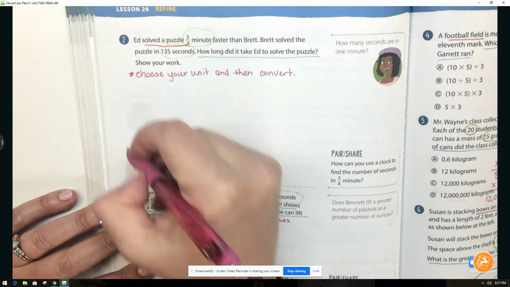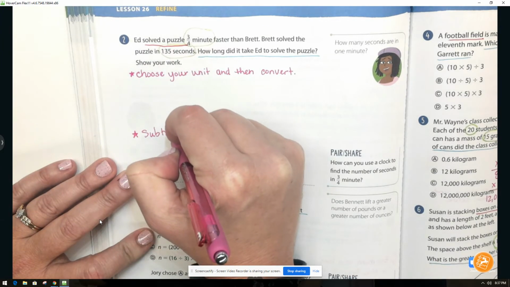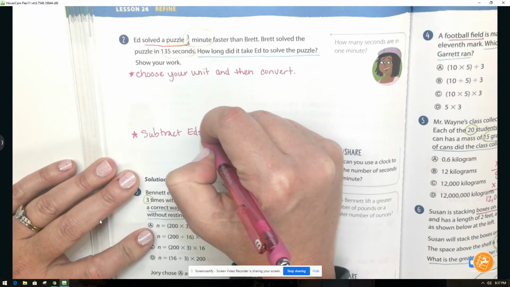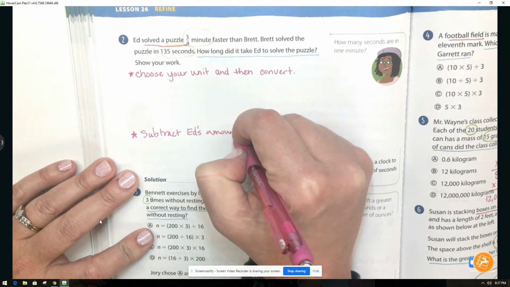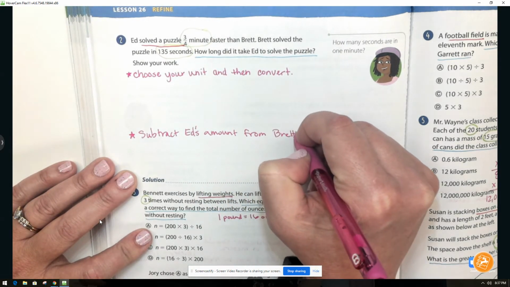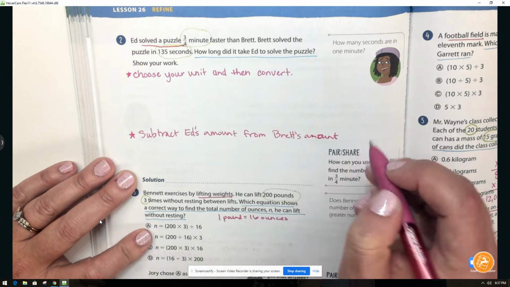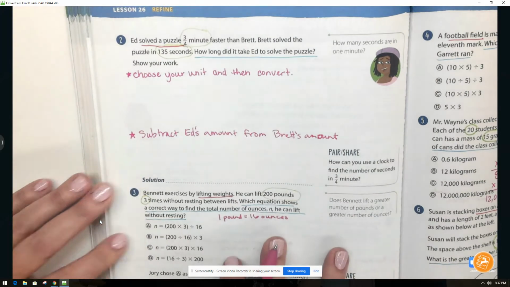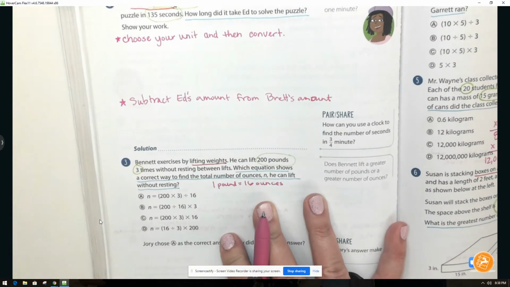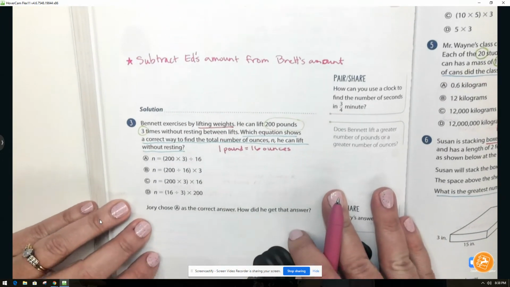So choose your unit and then subtract Ed's amount from Brett's amount, depending on whatever unit you chose. I can't tell you what to do because I don't know which unit you're going to choose. So your answer is either going to be in minutes or in seconds.